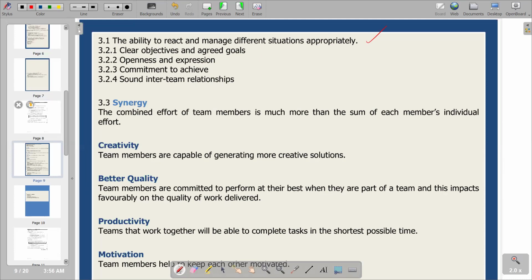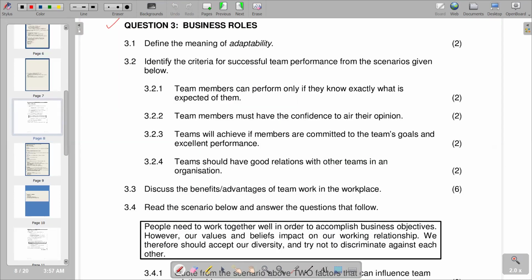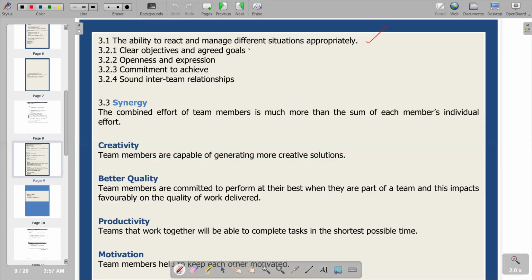Then we go to the next part of the question. Obviously, this is going to be 3.2.1. It's saying identify the criteria for successful team performance from the scenarios given below. The sentence that we have reads, team members can perform only if they know exactly what is expected of them. So what is the criteria of successful performance? When we have a sentence which reads team members can perform only if they know exactly what is expected of them, basically the criteria is clear objectives and agreed goals. Clear objectives and agreed goals is the criteria. So we go to our answer section and see that our criteria is clear objectives and agreed goals.